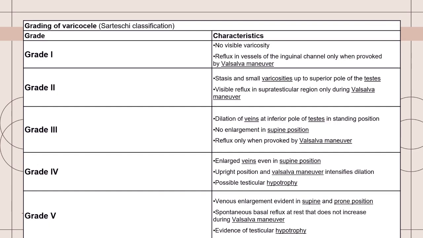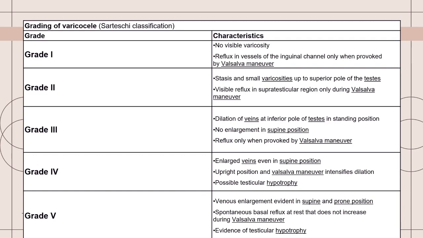This table shows how we grade the varicocele. For grade 1, there are no visible varicosities, but there is reflux in vessels of the inguinal channel only when provoked, by the Valsalva maneuver. So this is only diagnosed by Doppler sonography. Grade 2, we will have stasis and small varicosities up to the superior pole of the testis, and the reflux in the supratesticular region will also only be visible during the Valsalva maneuver.